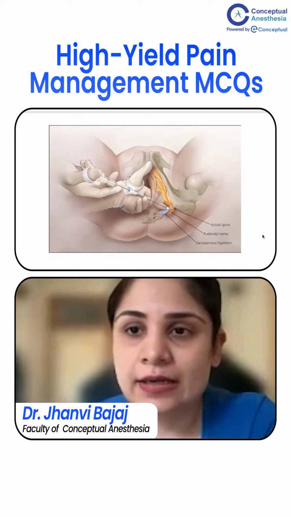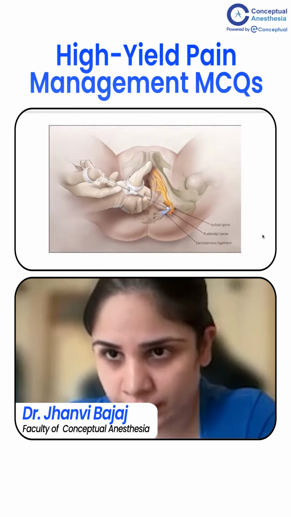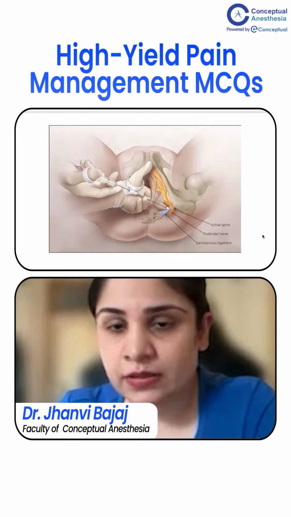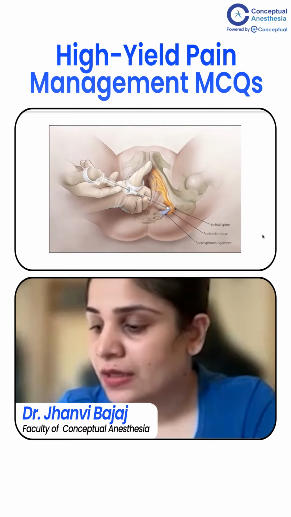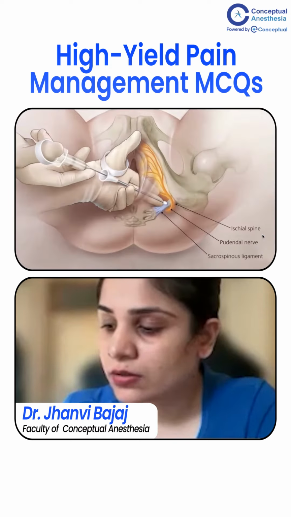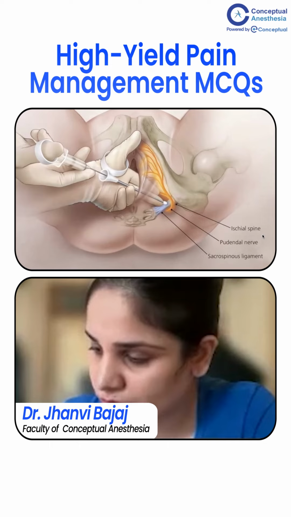So you make the patient lie down in the lithotomy position as shown over here. Then you put your finger per vaginum and you feel for the ischial spine. Okay, so this is your ischial spine.